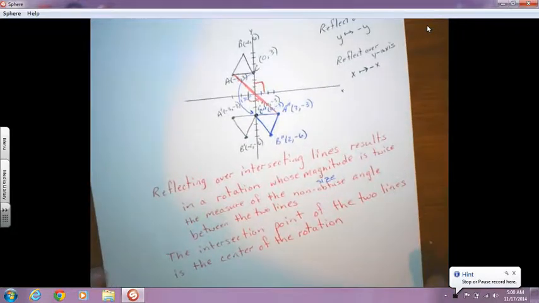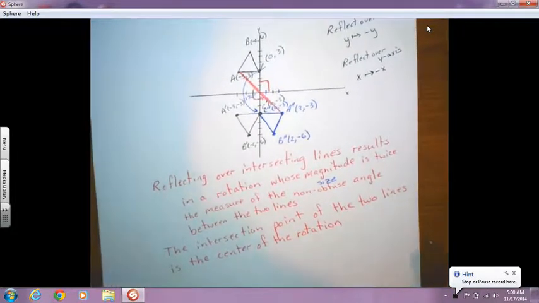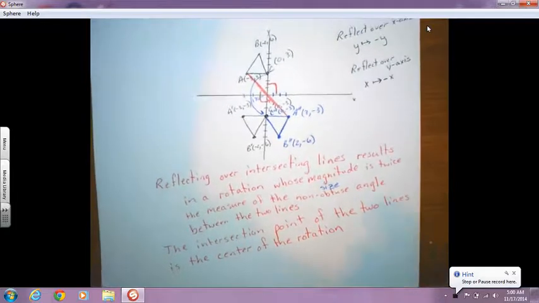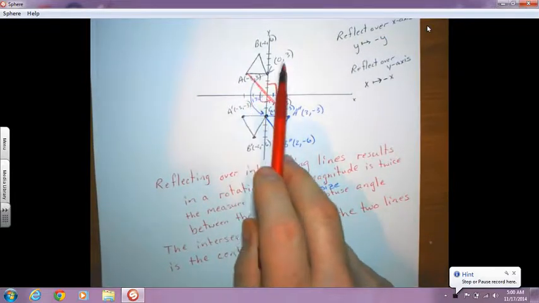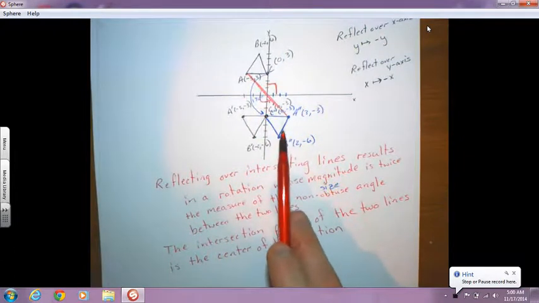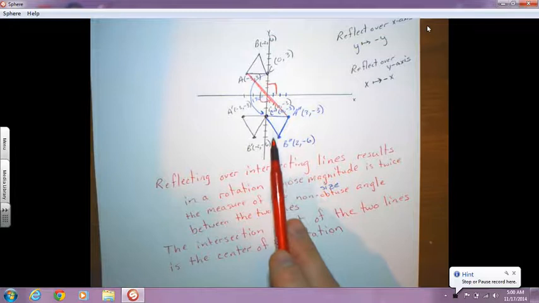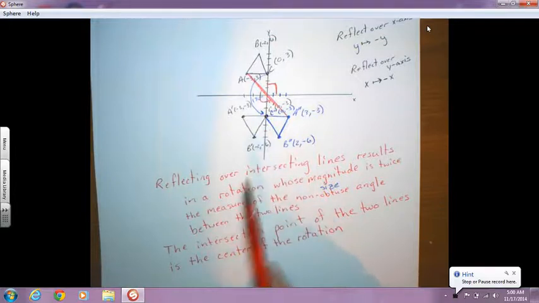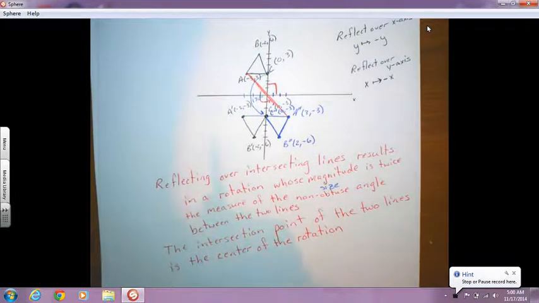And we would have actually got the same image or the same result if we would have reflected over the y-axis first and then over the x-axis. We still would have ended up right down here at A double prime, B double prime, C double prime. So it didn't matter which direction we reflected first in this case, we would have had the same thing. Had it been two different intersecting lines, then the order that we reflected over mattered.